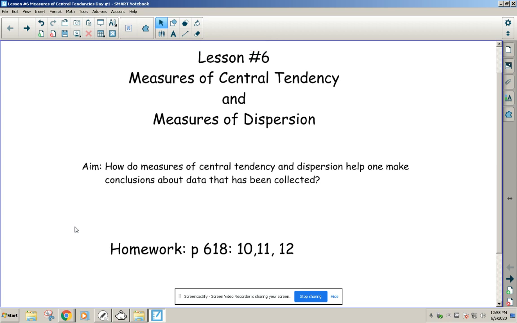Hello. We are going to do statistics today and tomorrow, and the only thing we're really going to spend time on are measures of central tendency, which are the mean, median, and mode, and dispersion, which means how the data is spread out. We're going to go through most of this today, and it's just going to be refreshing your memory and notes. There are 3 problems for homework.